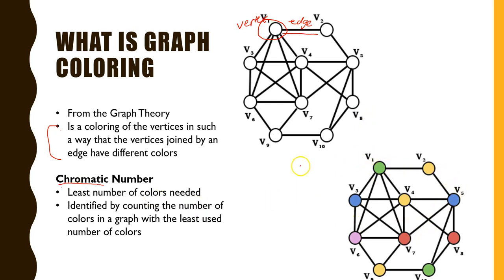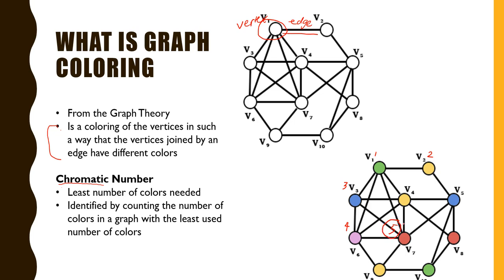Can you tell me what is the chromatic number? We can simply do that by counting the number of colors inside this graph. So 1, 2, 3, 4, and 5. The chromatic number of this graph is 5, since it used 5 colors.